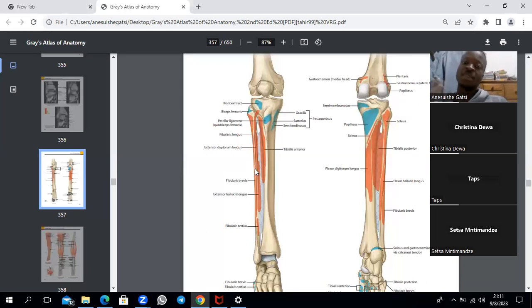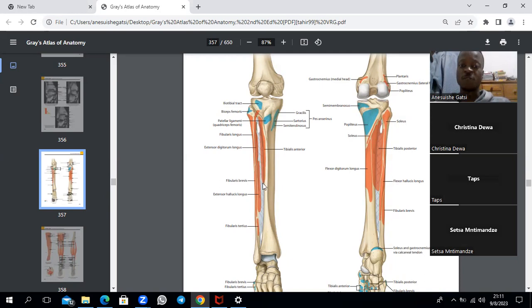Right. So you find that some of the muscles that we're going to discuss in the leg, we're going to call them fibularis something, meaning they're coming from the fibula. Some of them we're going to call them tibialis something, meaning they're coming from the tibia.